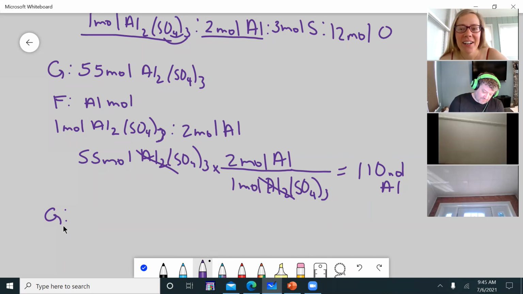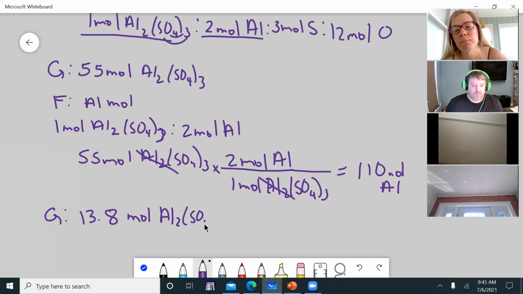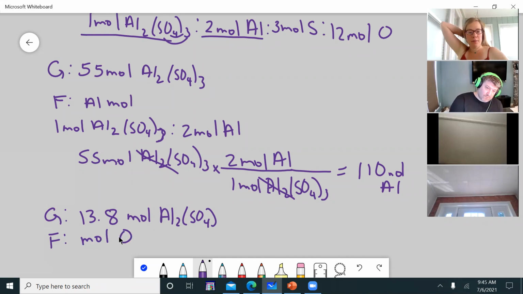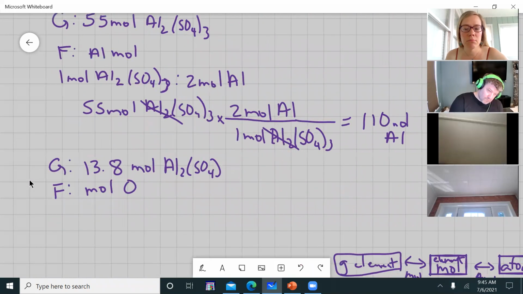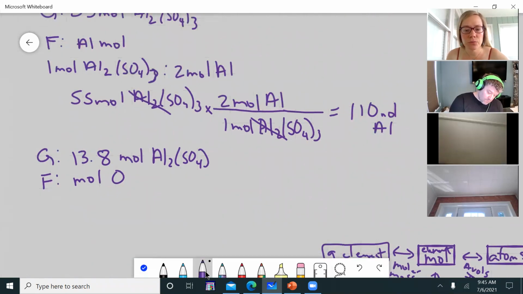So given, we're going to go with, let's say we have 13.8 moles of the aluminum sulfate. And I want you to find how many moles of oxygen are in 13.8 moles of aluminum sulfate. We're going to use the same ratios, well, similar ratios. I'll give you just a minute for that.